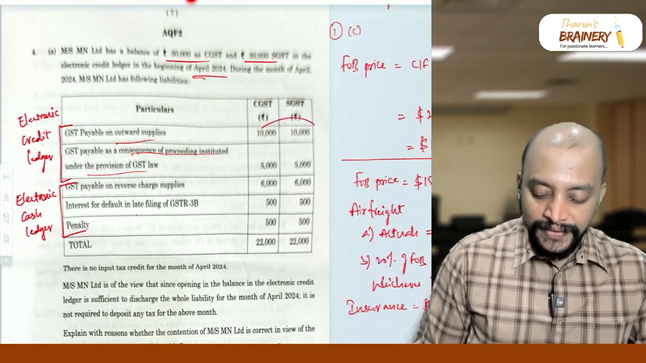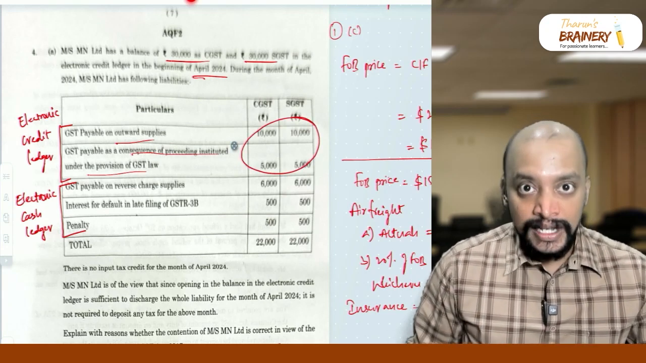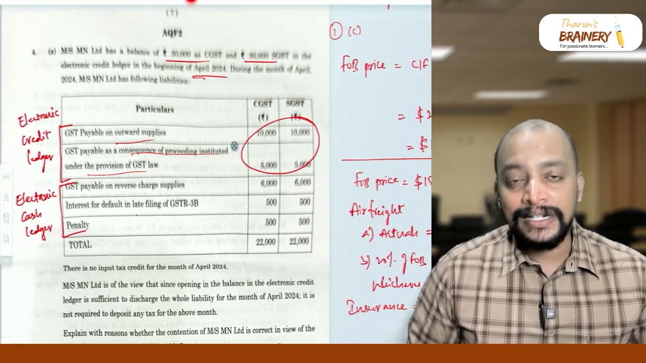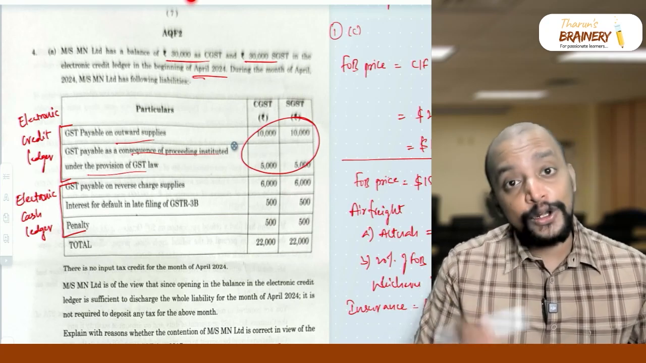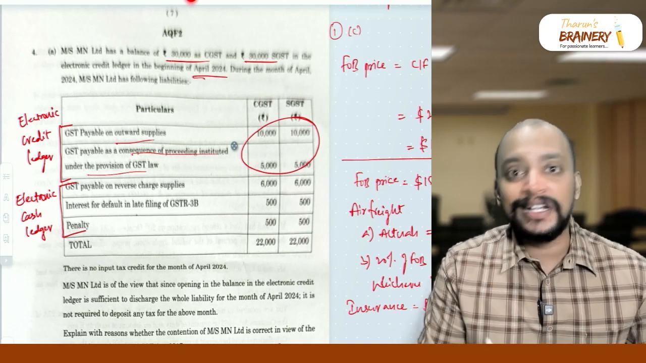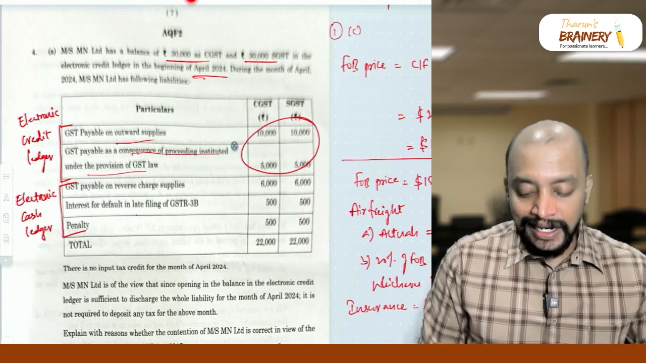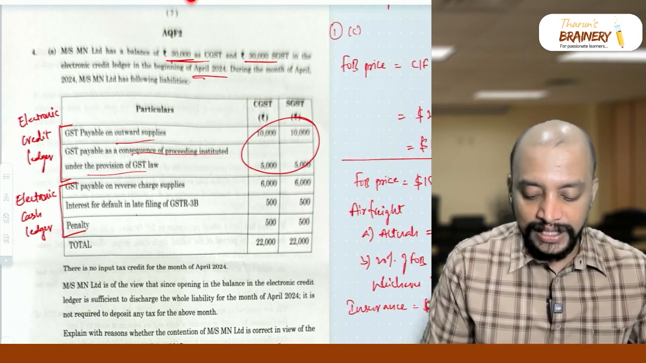Now, these two amounts we can pay using the electronic credit ledger. Regular liability we can pay using the credit ledger. Even the arrears of tax payable arising out of a demand order can also be paid. We have a CBIC circular in that regard. Therefore, both 10,000 and 5,000, that is 15,000, can be paid out of this 30,000.